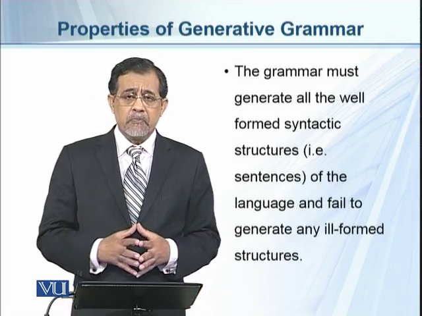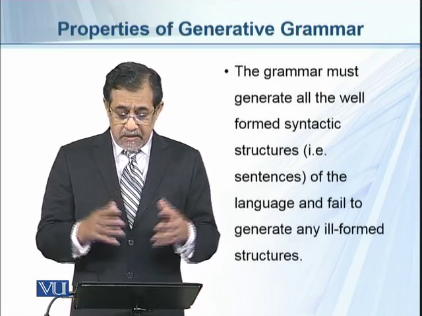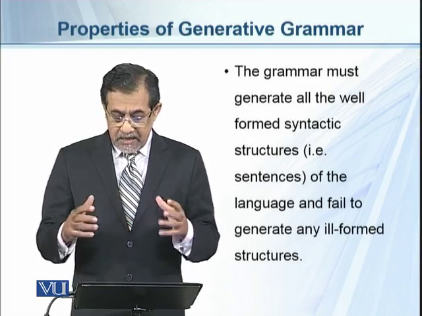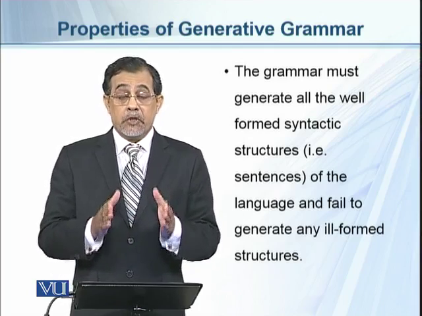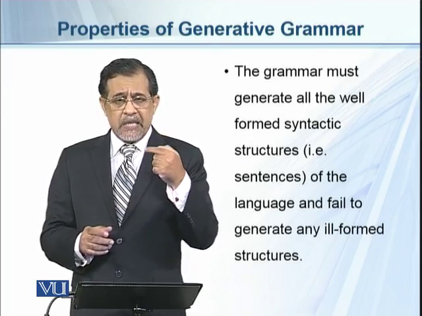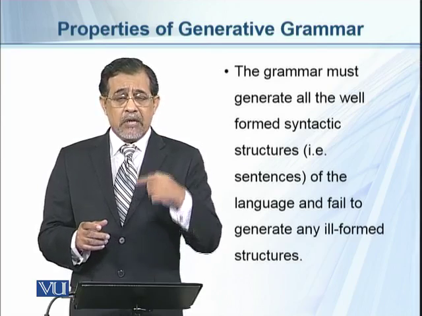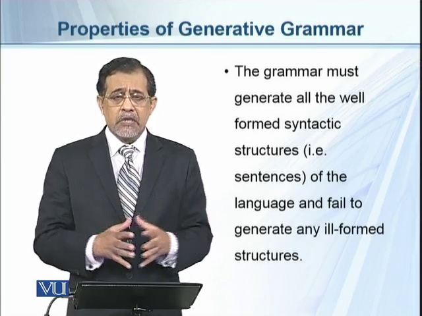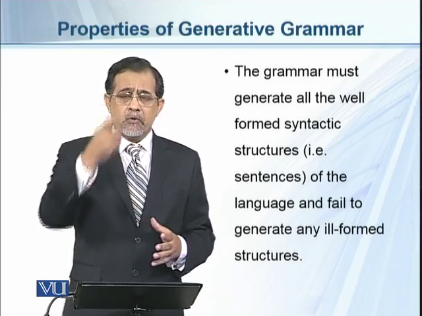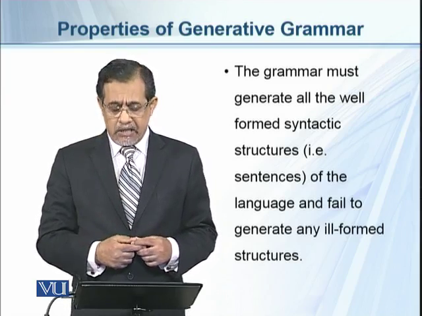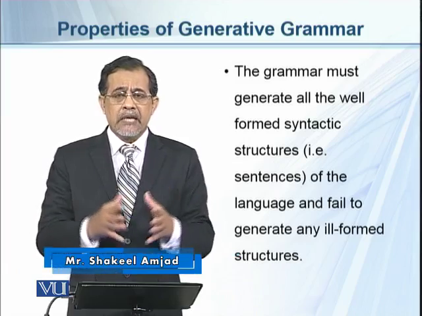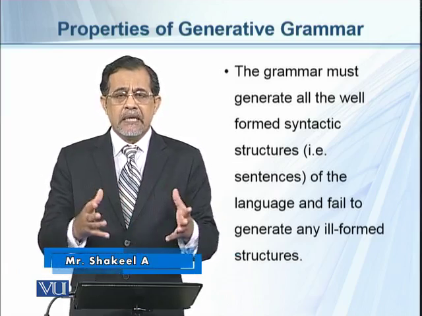So then he talks about certain properties of generative grammar, that the grammar must generate all the well-formed syntactic structures of the language and fail to generate any ill-formed structure. I mean, generative grammar should give us rules. With the help of those rules, we should be able to generate well-formed sentences which are correct in that language and not ill-formed which are incorrect in that language. And whenever the speaker of that language listens to those sentences, he or she must conform to those sentences as correct or incorrect sentences. For example, we know that in English we have NP and VP and NP. So any sentence which has NP, NP and VP is incorrect in English.